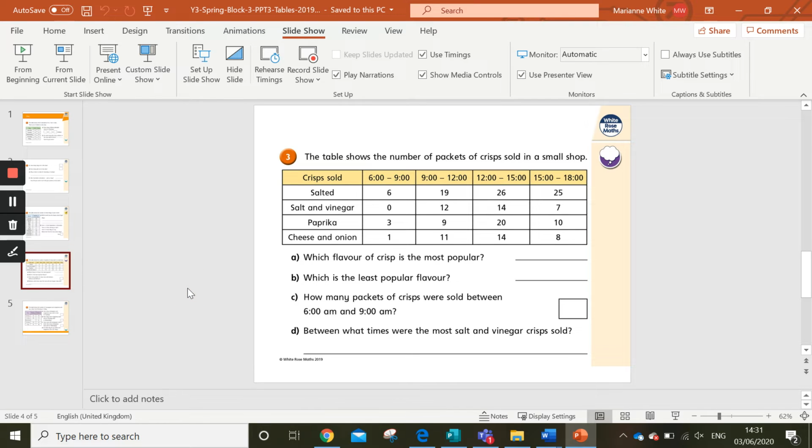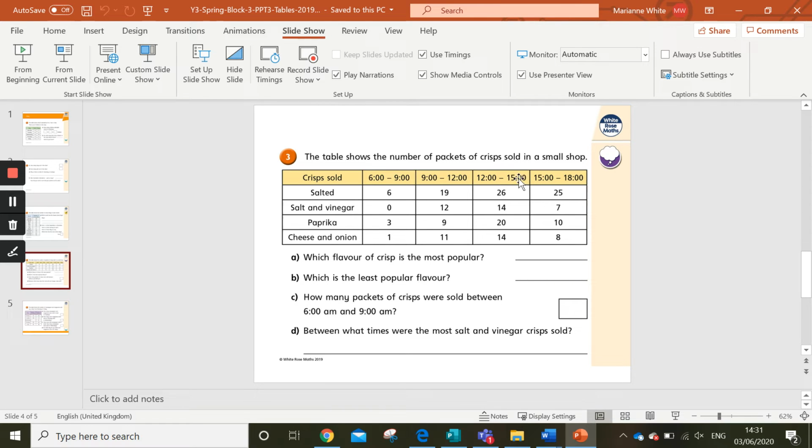Question 3. This table shows the number of packets of crisps sold in a small shop. Remember, it's so important that you read the information in the table first. So the first column is crisps sold: salted, salt and vinegar, paprika, and cheese and onion. And the next columns show you the times that the crisps were sold. So between 6 and 9, 9 and 12, 12 and 15.